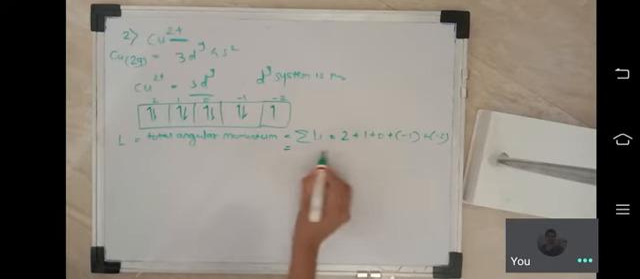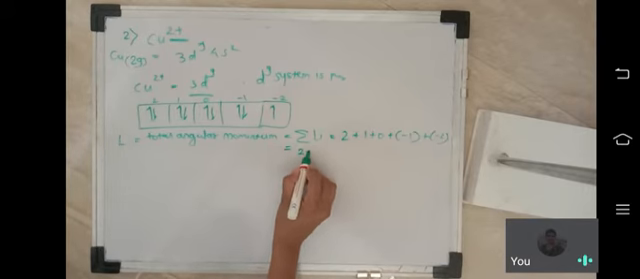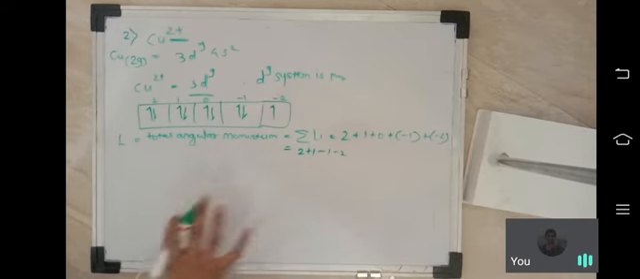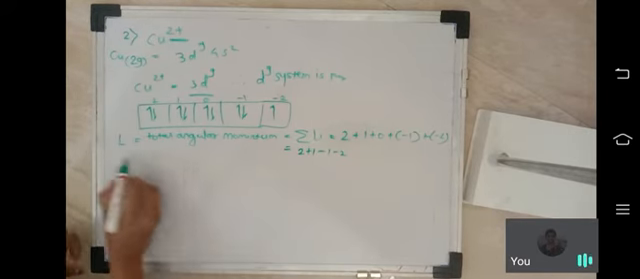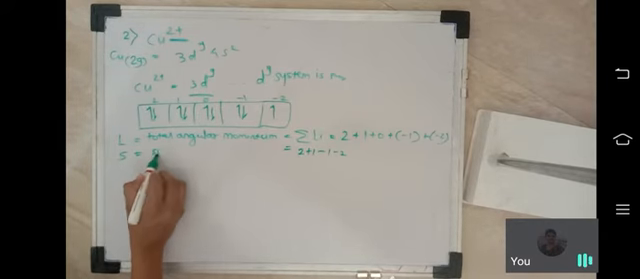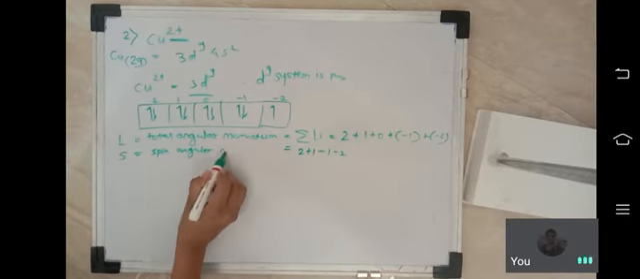So the value of L is 2 plus 1 minus 1 minus 2; you just have to find out this value. Then again you have to find the value of S. S means spin angular momentum.